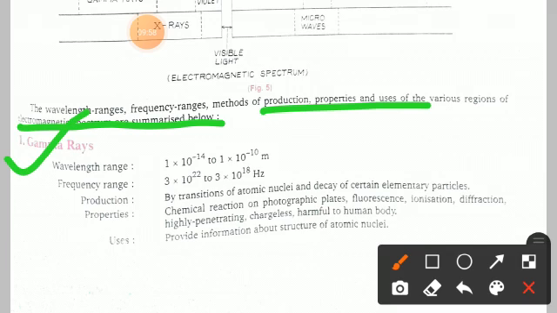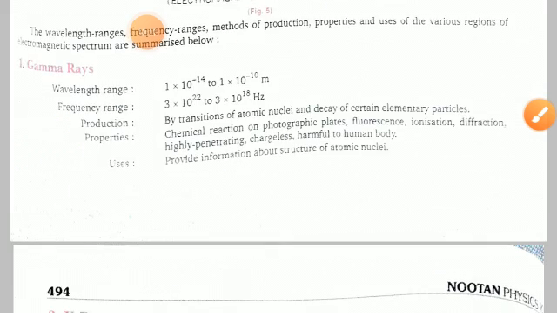First, you see the gamma rays. The wavelength is 10 to the power minus 14 to 10 to the power minus 10 meter. And the frequency range is 3 into 10 to the power 22 to 3 into 10 to the power 18 hertz. These are the production and the properties; you can read it by yourself.